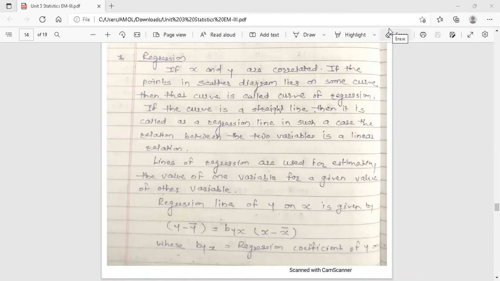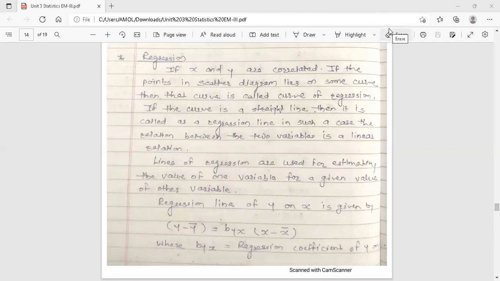Today's topic is regression. This topic is from third unit, statistics. In the previous lecture, we have discussed the correlation coefficient. Now, regression. See, what is regression? If x and y are correlated, then in that case, we find the coefficient of correlation.